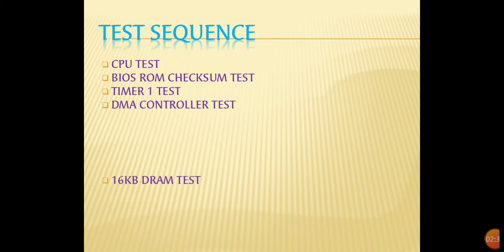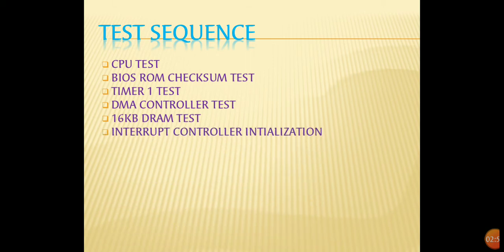The next test is the 16 KB DRAM test. Five different test patterns, AA, 55, FF, 01, 00, are written and read back to the memory. The next test is interrupt controller initialization. It initializes the interrupt mode and sets up the interrupt vectors in memory. Then the next test is the interrupt controller test, which tests setting and resetting the interrupt mask register.